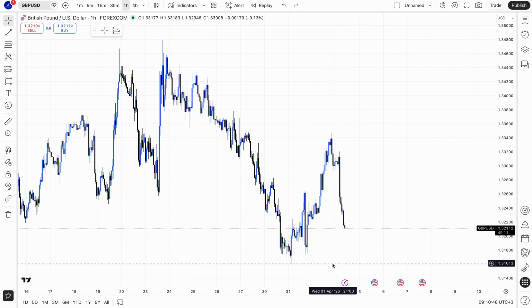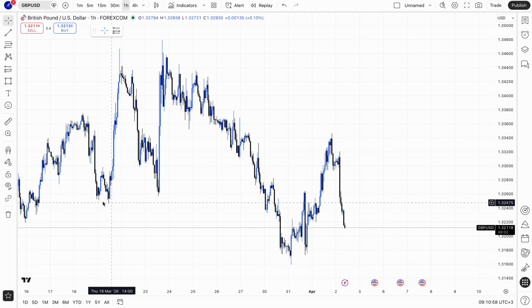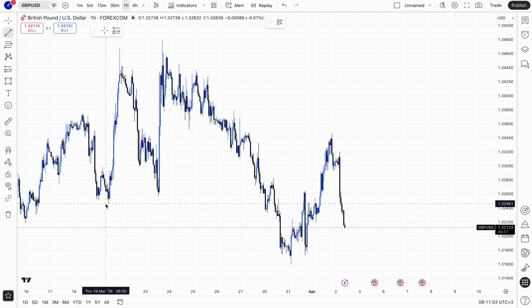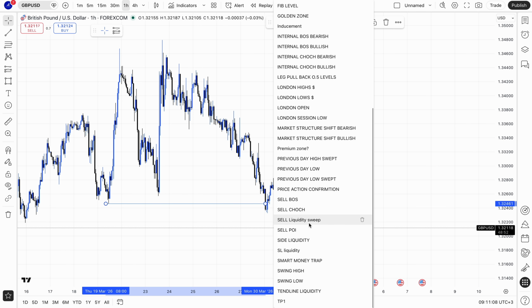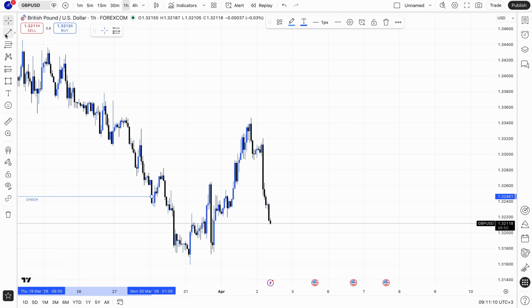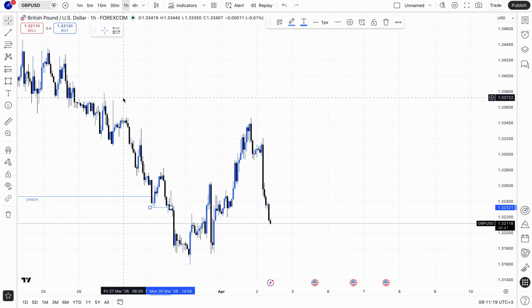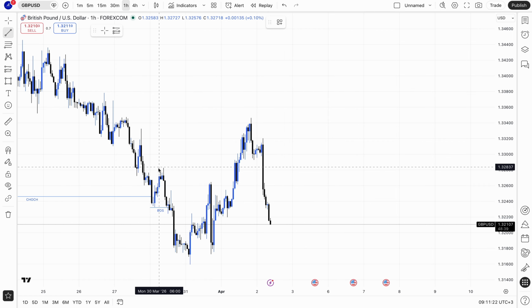So first thing first is always market structure, and this is GU. GU, we know that our external structure, the price is still moving down, right? Break of structure to the downside, another break of structure to the downside, and then here a change of character to the upside.